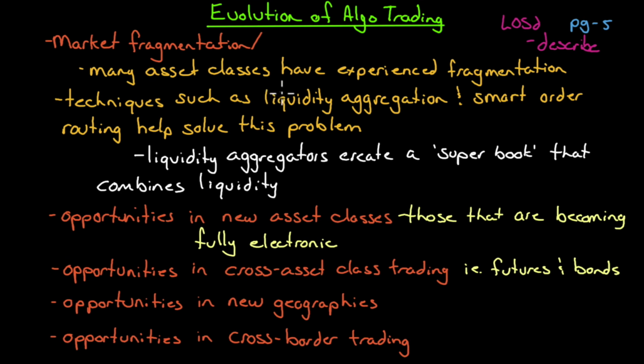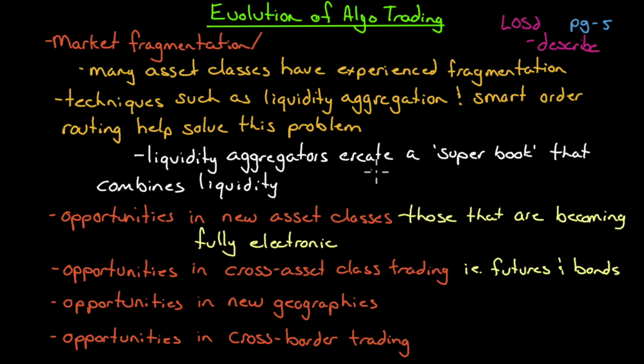All right, many asset classes have experienced fragmentation, and the reason is that as more and more asset classes move to electronic trading, the easier it is for fragmentation to occur. Techniques such as liquidity aggregation, which we already talked about, and smart order routing help solve this particular problem or exploit this problem, whichever side you want to be on.